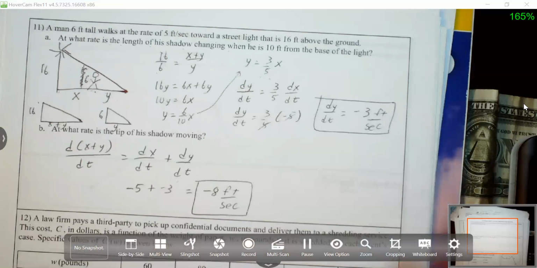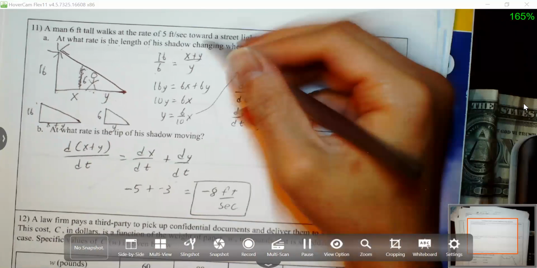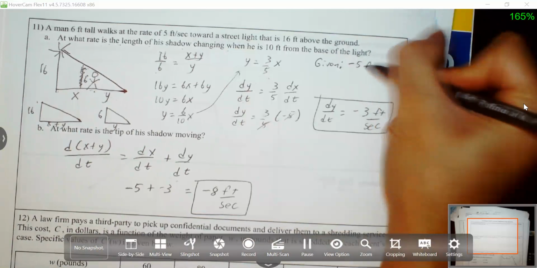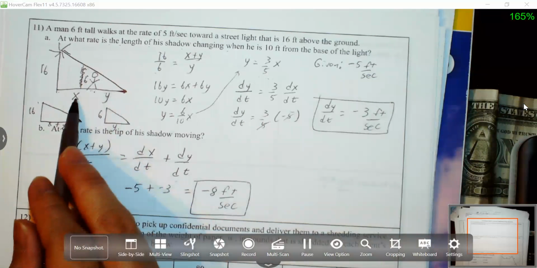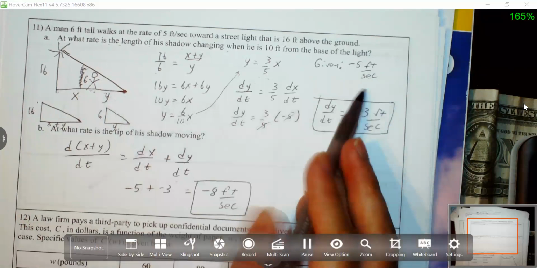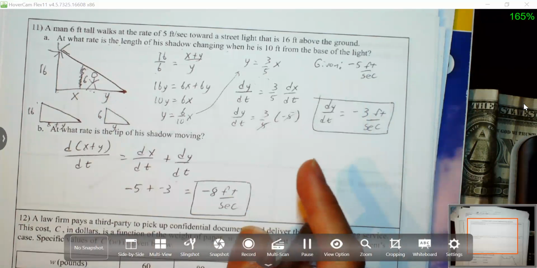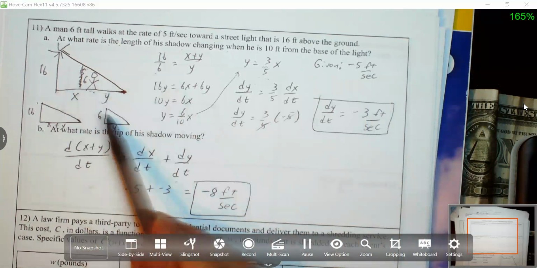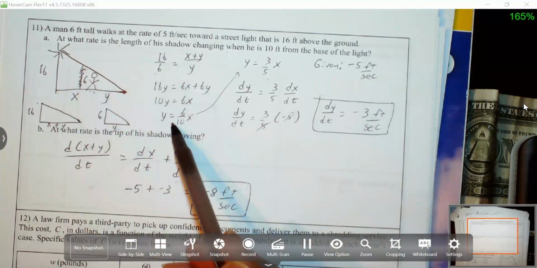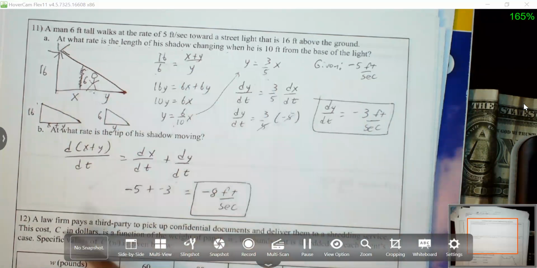And let me just put this up here so you know that the given is you're walking toward a street light, so it's -5 feet per second. Once again, if you're walking away from the street light, then x is getting larger, so x would be positive. If you're walking toward the street light, it's negative because you're making x smaller. But basically, anytime you see this question, all you have to do is set up the similar triangles, set up the proportion and solve for y, and then differentiate both sides and plug things in.